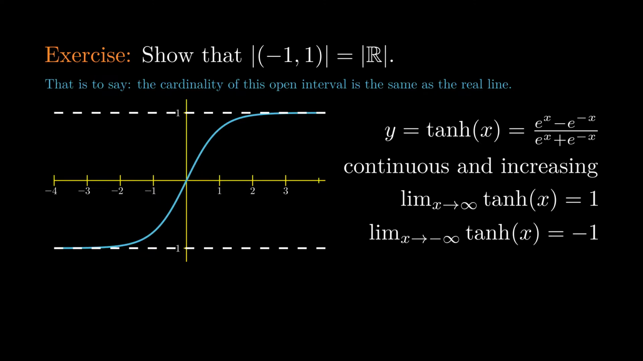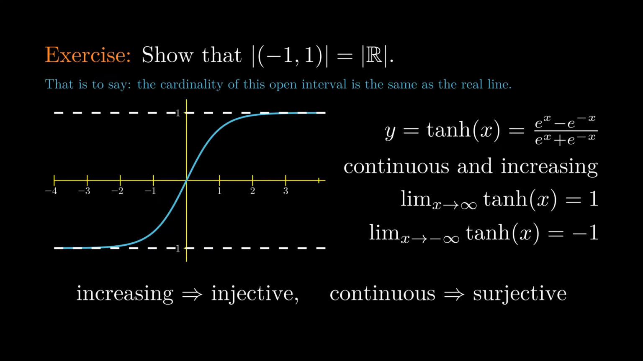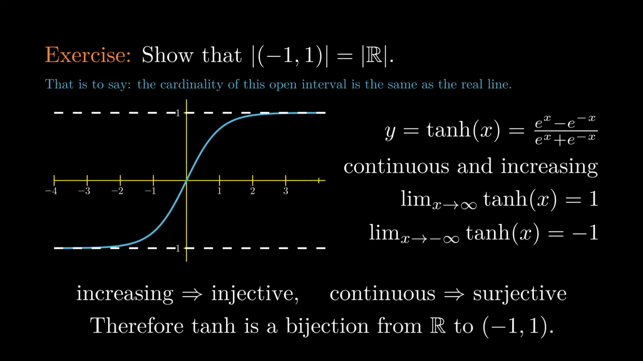The fact that this function is increasing means it's injective. The fact that it's continuous implies, using the intermediate value theorem, that it's surjective. Since this function is injective and surjective, it is therefore bijective. So in particular, we have proven, using calculus, that tanh is a bijection from the whole real line to the open interval -1 to 1. And by definition, this means these two sets have the same cardinality.